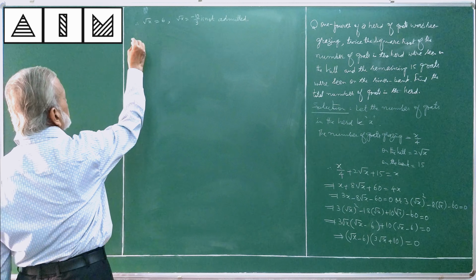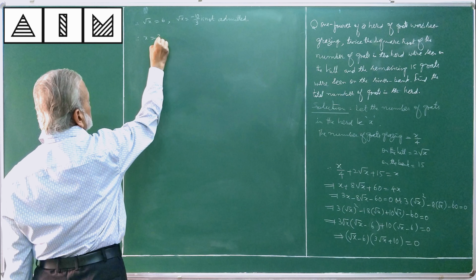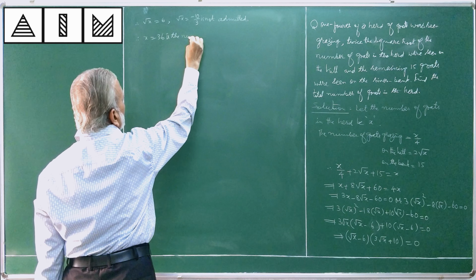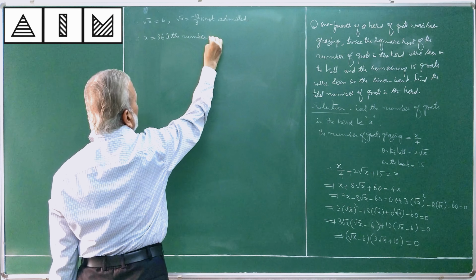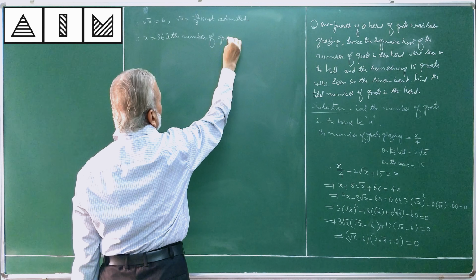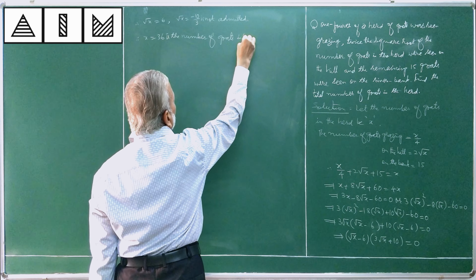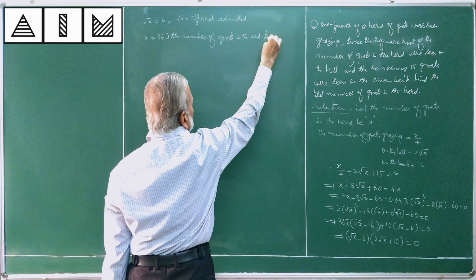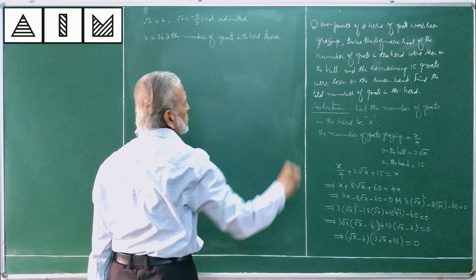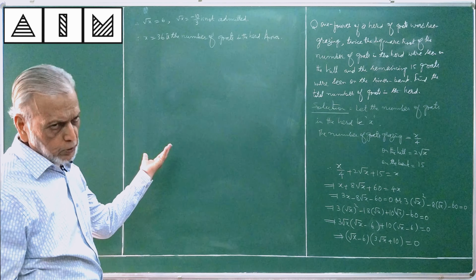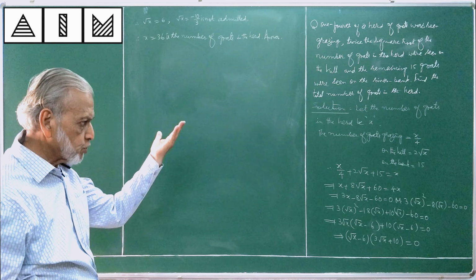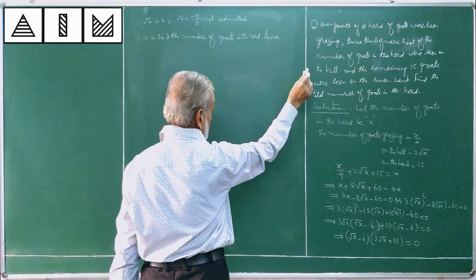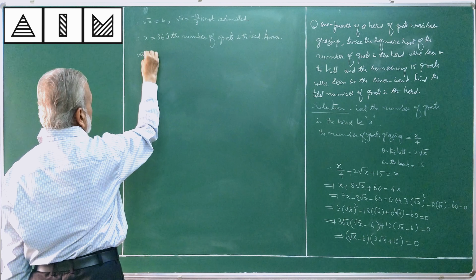Now therefore squaring, x is equal to 36 is the number of goats in the herd. This is your answer. As I have done verification for other questions, I want to do verification for this also. Have a look at it now. Even though not necessary, I am telling you once again, verification is not at all necessary. 36 is the total number of goats.